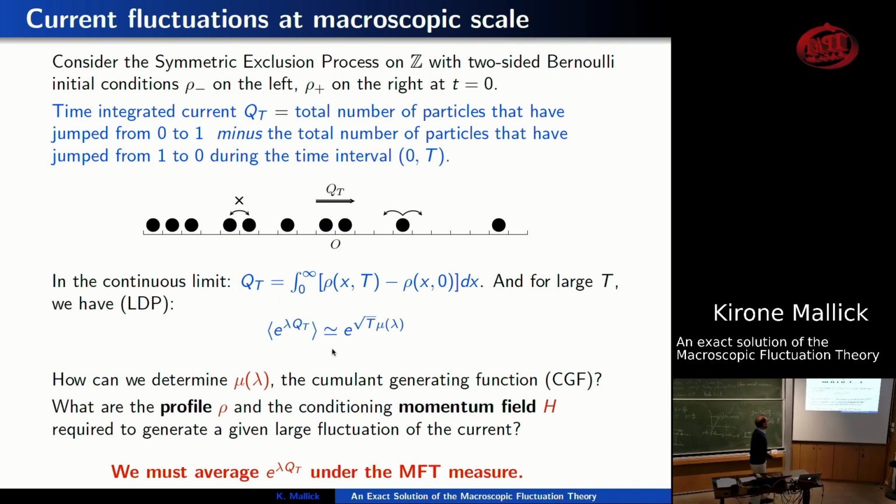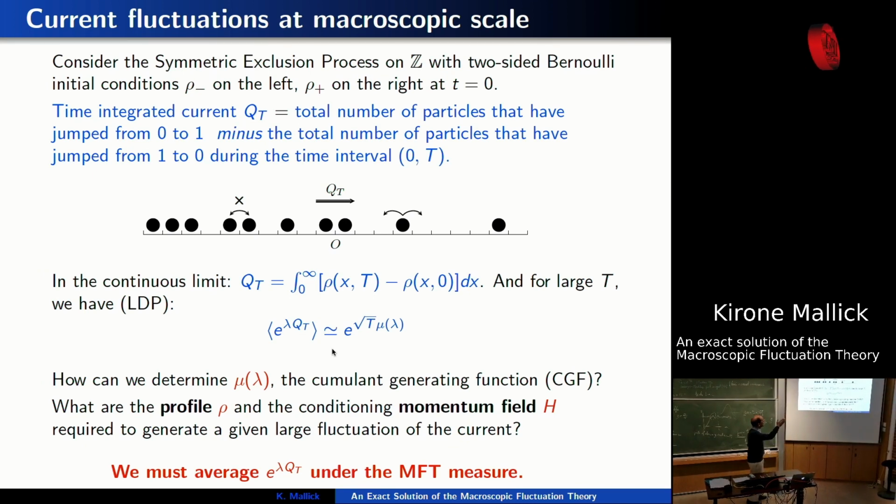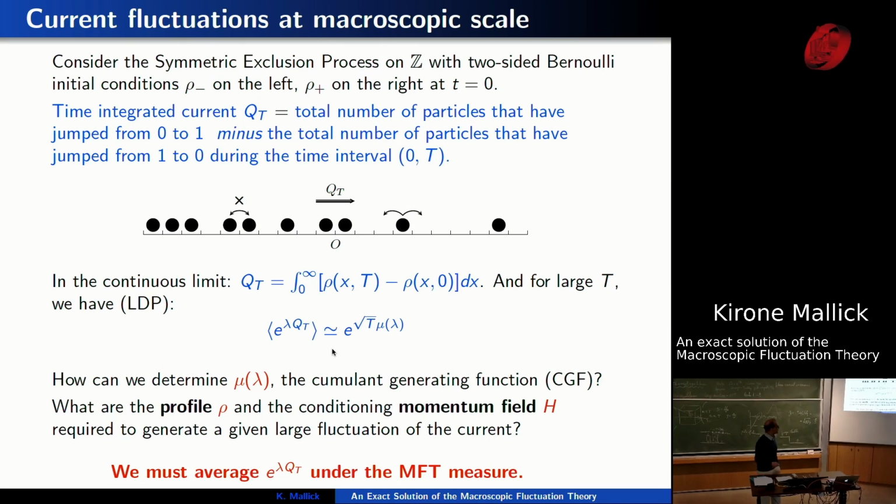So the goal is to compute this mu of lambda, this generating function of the cumulants in the long time limit, and also to understand the history, not only to get a punctual static distribution, but also to understand, if I want to get some non-typical current through my system, what profile and what momentum will generate such a fluctuation.